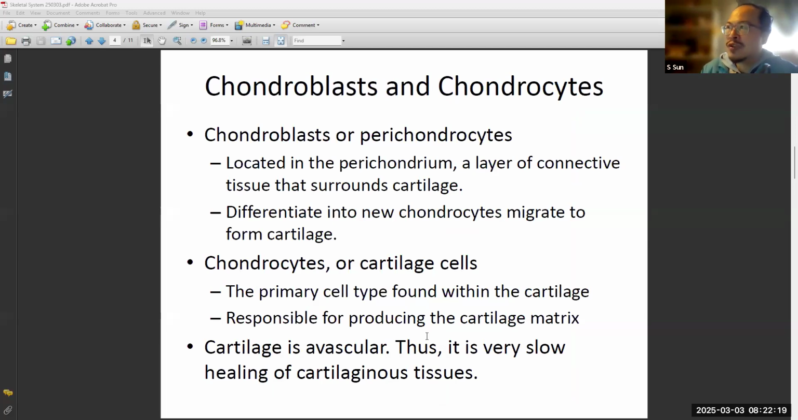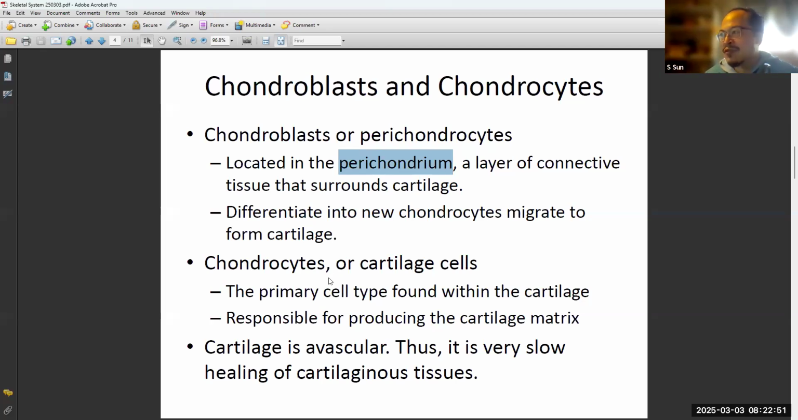Chondrocytes come from the chondroblast. Chondroblasts are located in the perichondrium, sorry, located in the perichondrium. They are in the border of the cartilage basically, and they will move into the cartilage, and then they secrete this matrix in the space.